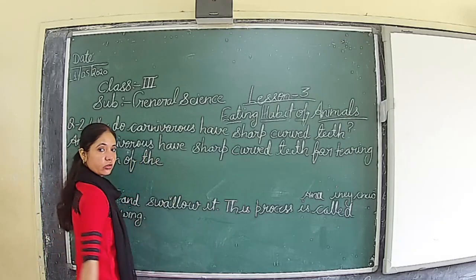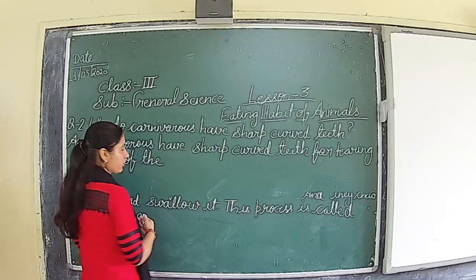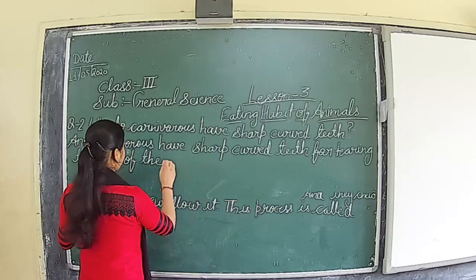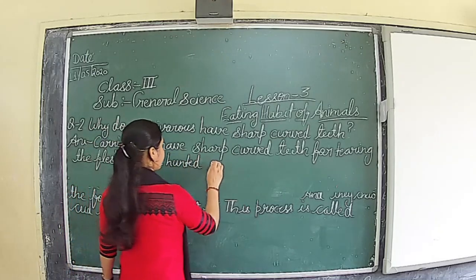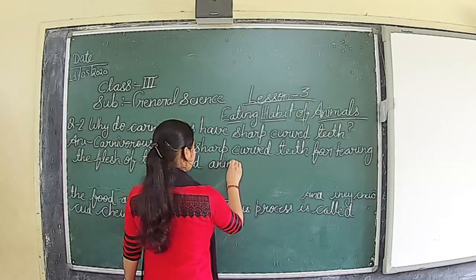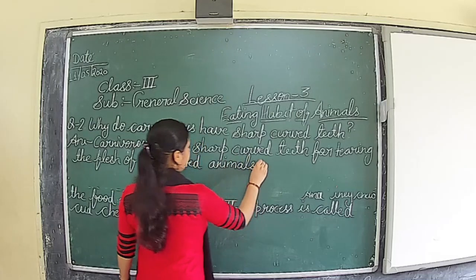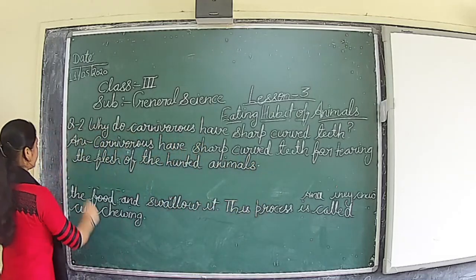Carnivores have sharp claws for tearing the flesh of the hunted animal. By hunting only, they get their food. So, claws are for tearing the flesh of the hunted animal.